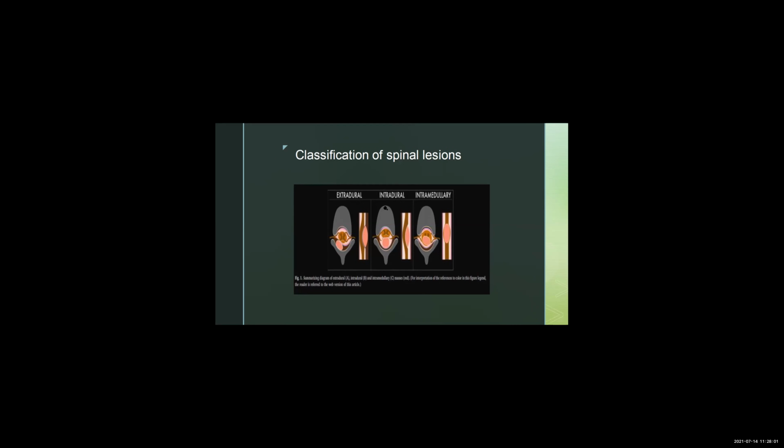Then you can have something that's intradural, but outside the spinal cord. So here, it's inside the thecal sac, but it's outside the spinal cord. And then you can have something called intramedullary, which means within the spinal cord. So the tumor or the lesion is within the actual spinal cord itself, and also within the thecal sac. So we like to categorize these things into these three categories.